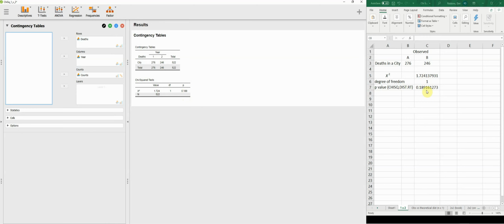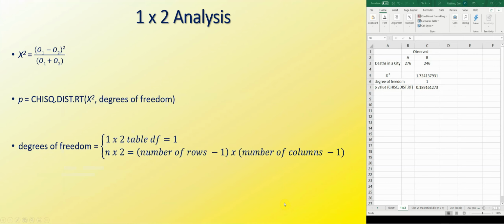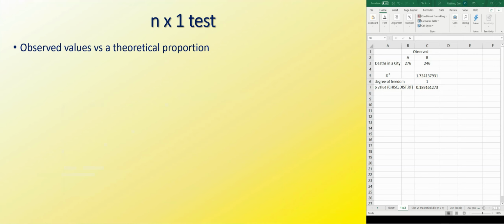It's obviously much quicker when we complete this analysis in JASP, but it's nice to work through the process in Excel so we understand what's happening and how we get to these numbers. Let's have a look at another type of analysis. If we have a little bit more data, then we refer to this as the n times 1 test. And n means this could take on any value. So this would be 2, 3, 4, 5, 6.